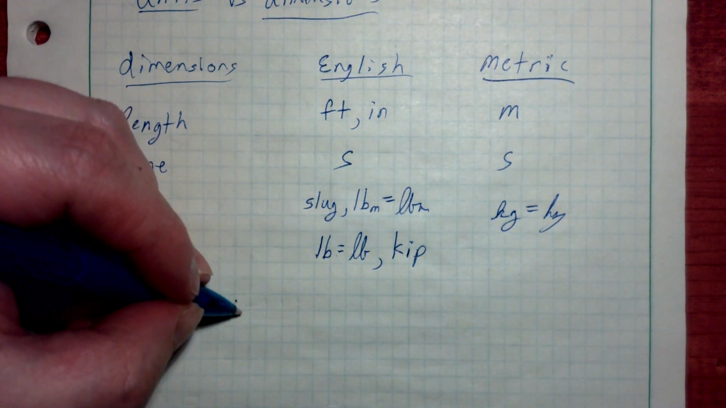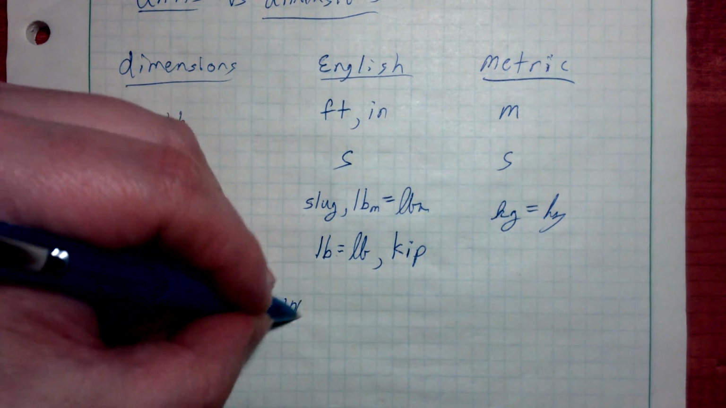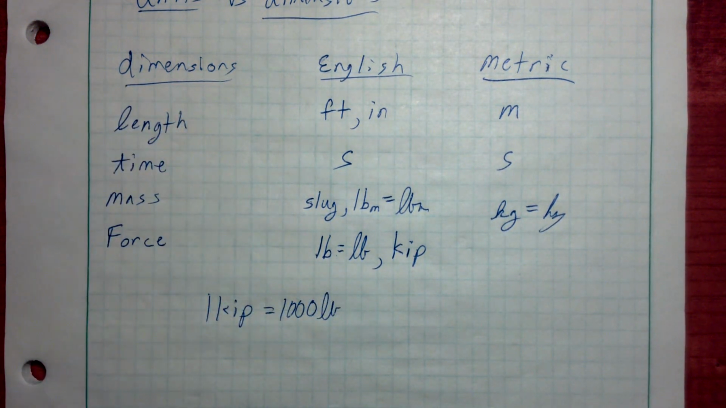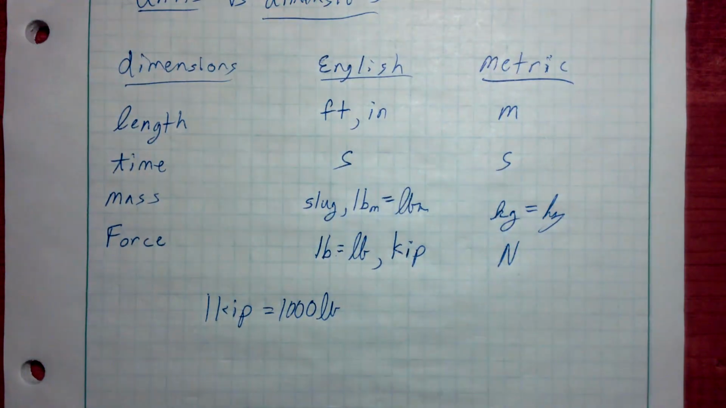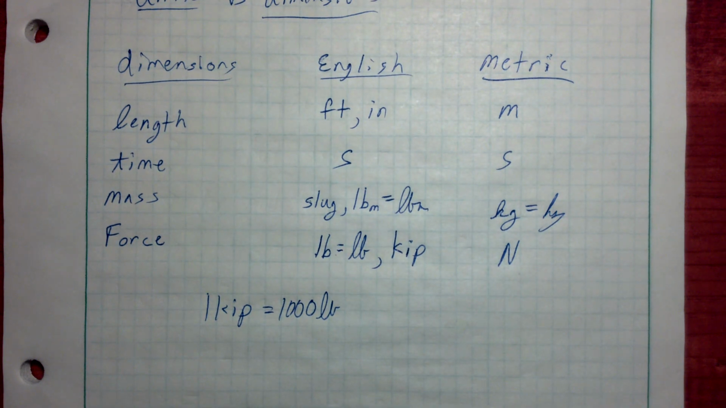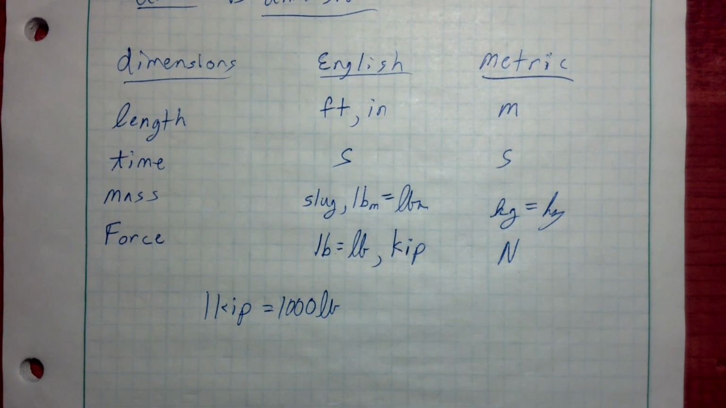Occasionally you'll encounter a unit, the kip. 1 kip is a kilopound, essentially. That's 1,000 pounds. In the metric system, it's the Newton. Good old Newton. The weight of an average apple is about 1 Newton.